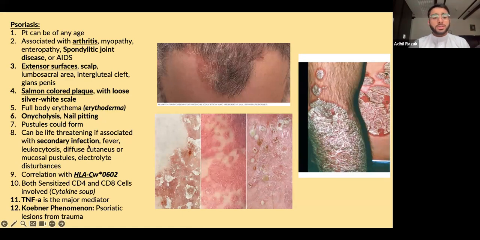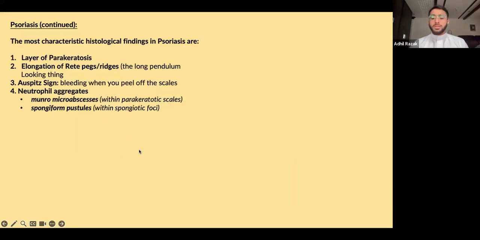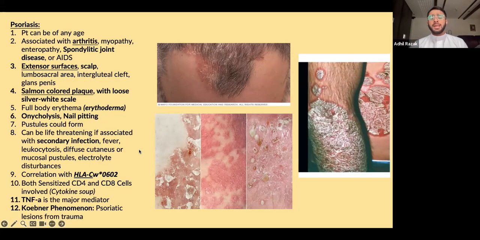It's risky because it could lead to secondary infection, fever, leukocytosis, diffuse cutaneous mucosal pustules, and electrolyte disturbances, and in those situations, it can be very life-threatening. One important thing to remember is that if the question describes that the patient has an HLA-C association, it is a risk for psoriasis. Both CD4 and CD8 cells are involved, so there are cytokines from both lymphocytes. But TNF-alpha is the most important mediator.